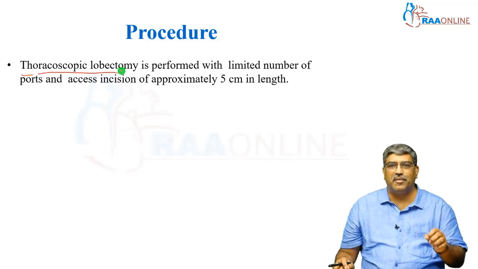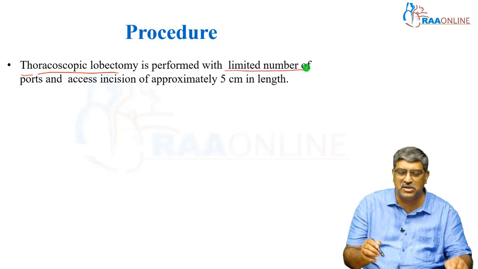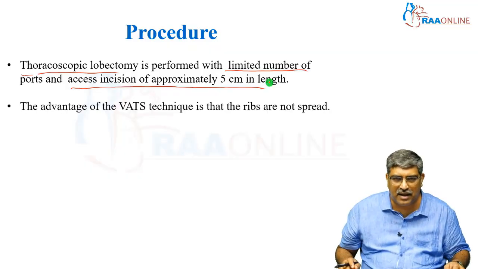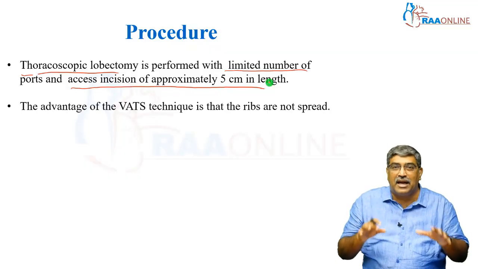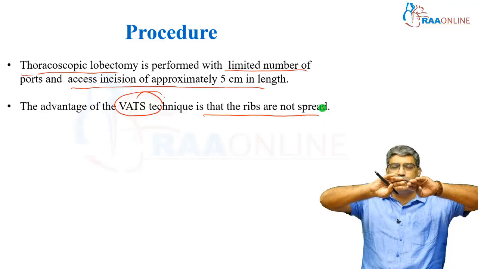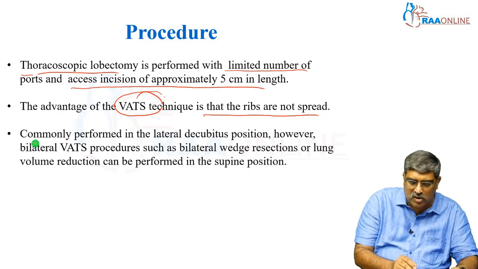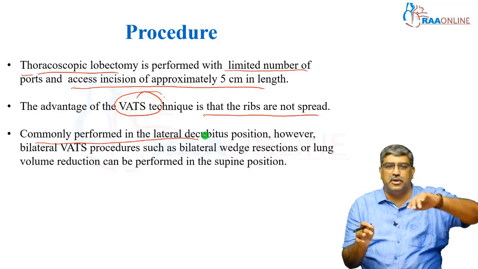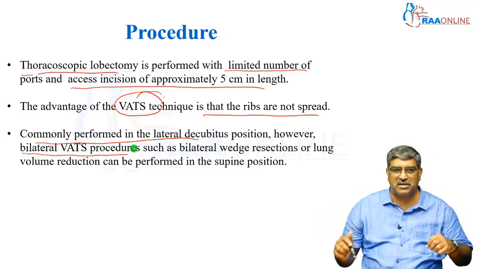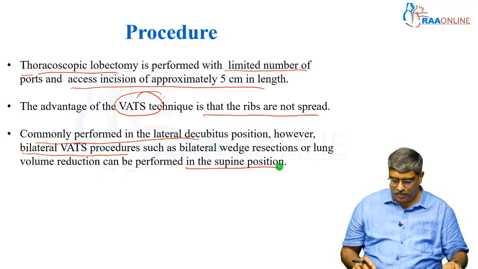Thoracoscopic lobectomy is usually performed with a limited number of ports, maybe 3 ports, and access incisions each approximately around 5 cm in length. The most important anatomical advantage of using VATS is that the ribs are not spread. In open surgery you spread the ribs. Here that rib spreading is not required, and it is commonly performed in the lateral decubitus position. But bilateral VATS, such as when you do bilateral wedge resection or a lung volume reduction surgery with VATS, is performed in the supine position.